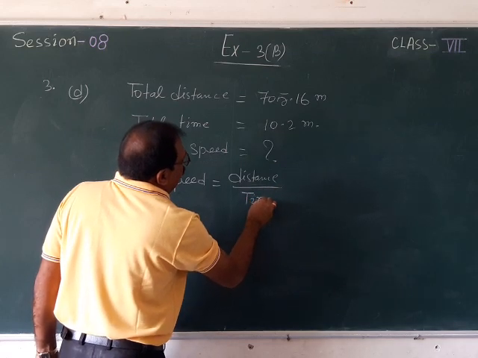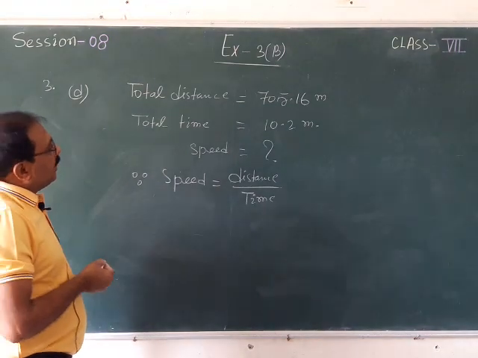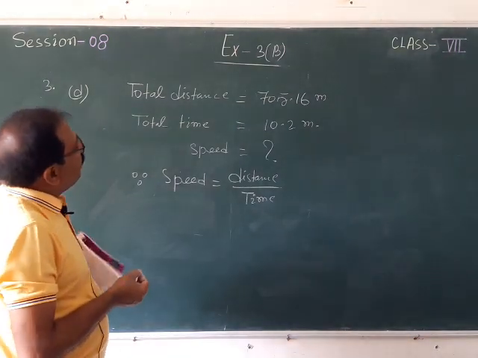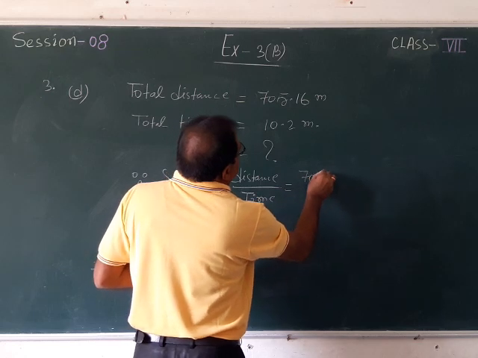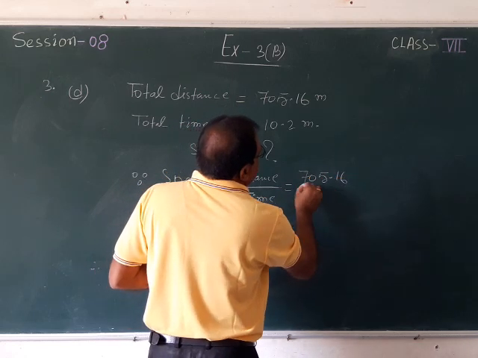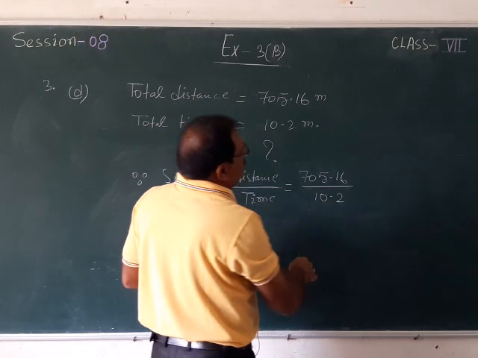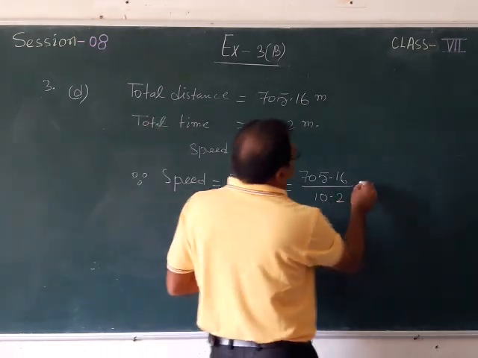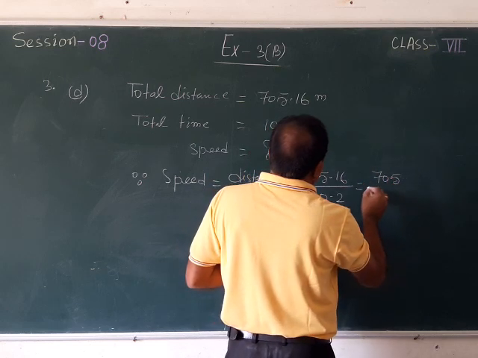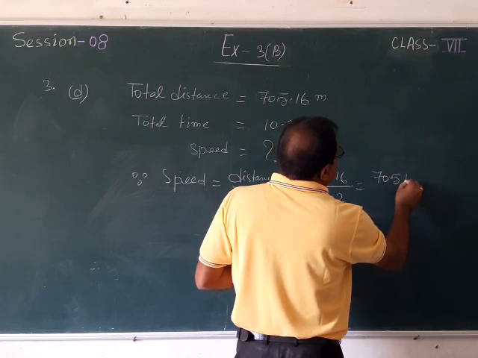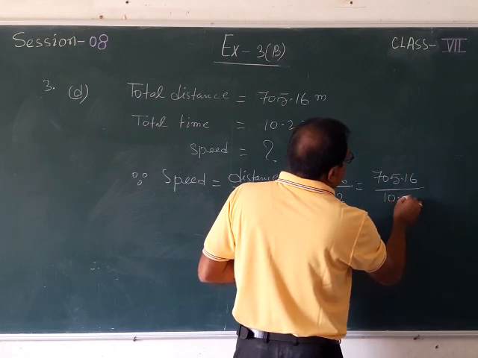If you know the formula, it's very good. If you don't know, then also you can understand that distance should be divided by time to get the speed. So here I can write 705.16 upon 10.2. After the point there are 2 digits, and in the other there is a single digit. So what am I going to do? I am going to write 705.16 here, and down here 10.2.